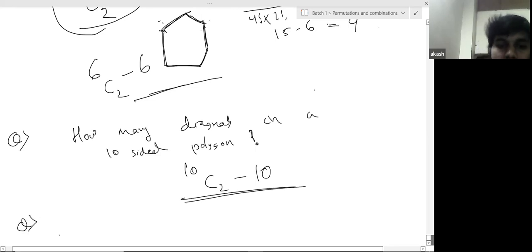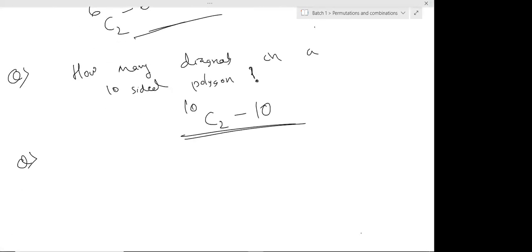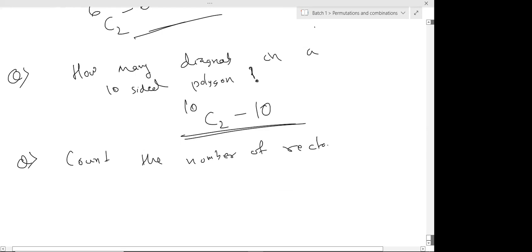All right. So let's try another question. Count the number of rectangles in a chessboard. All right. We all know the chessboard, right? This has 64 squares. So count the number of rectangles in a chessboard.